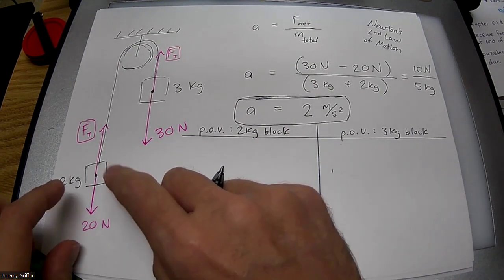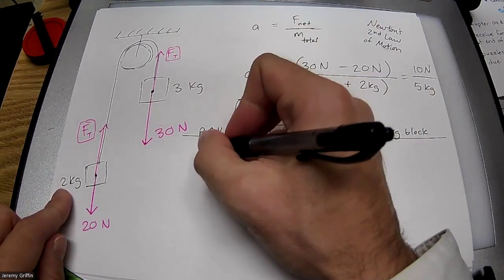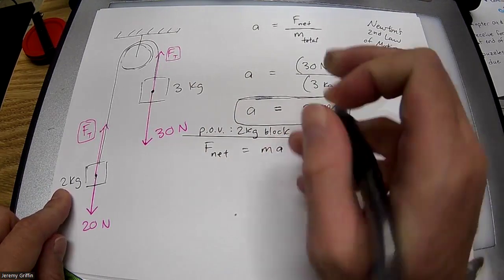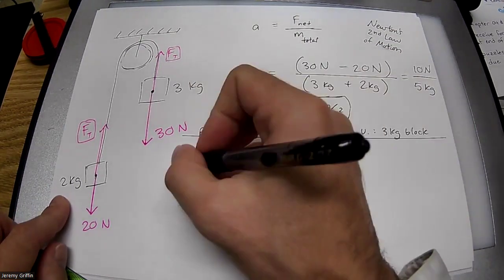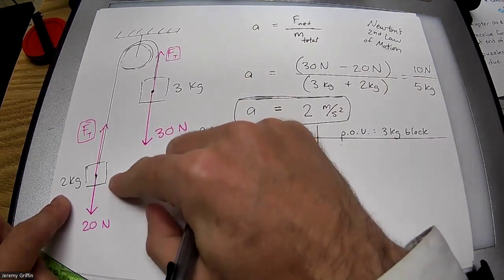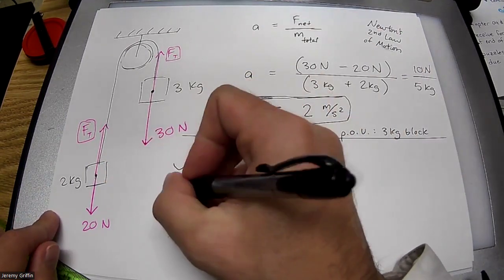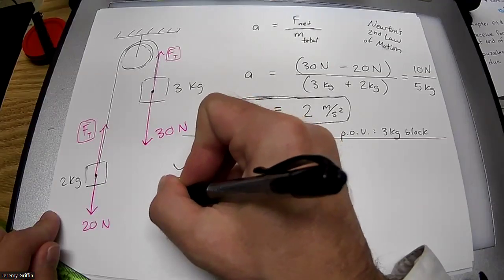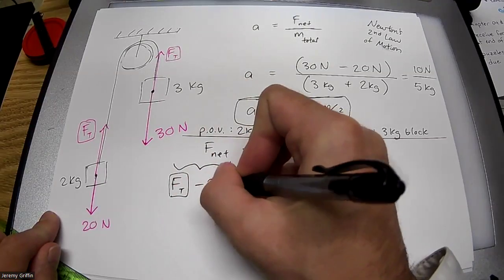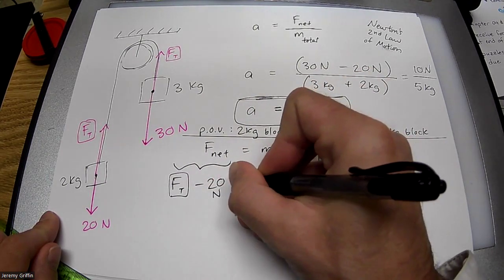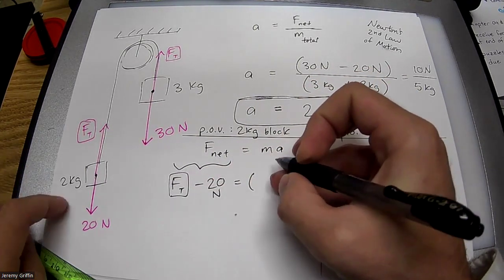So from the perspective of this 2 kilogram block, and here's my framework: Newton's second law of motion, net force equals mass times acceleration. The net force on the 2 kilogram block, you guys see some tension's pulling up and its weight's pulling down? I can just do that. The tension up minus the weight down. Put the unit right there. That's driving this 2 kilogram block.